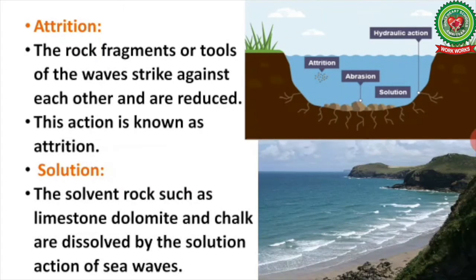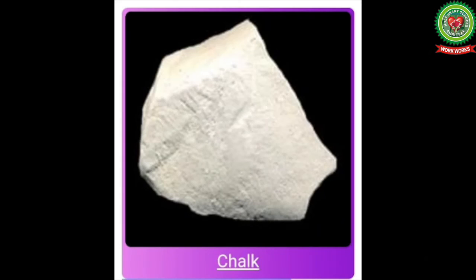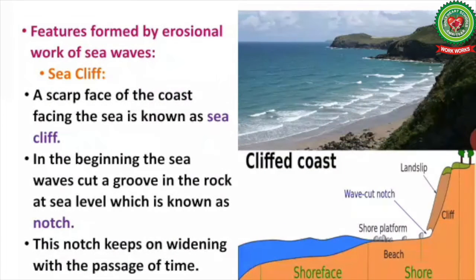Solution. The soluble rocks such as limestone, dolomite and chalk are dissolved by the solution action of sea waves. Now let us study the features formed by the erosional work of sea waves.